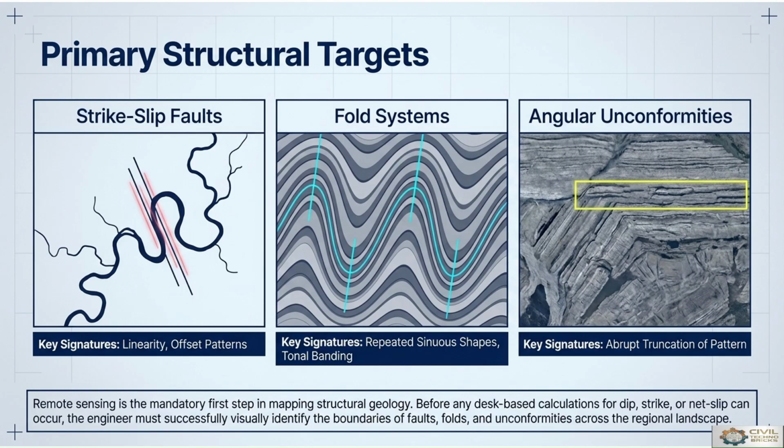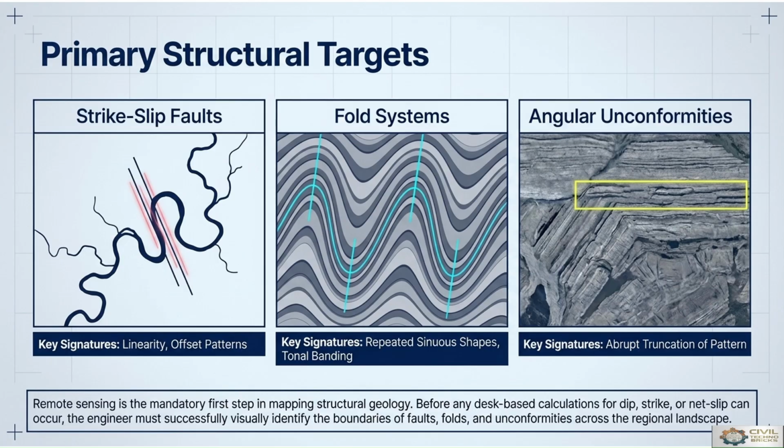Primary structural targets. What are the primary structural targets? Three targets are there: strike slip faults, fold systems, and angular unconformities. So we will go one by one. The key signatures or patterns for strike slip faults are linearity or offset patterns, just like shown with reference to the river and its path.